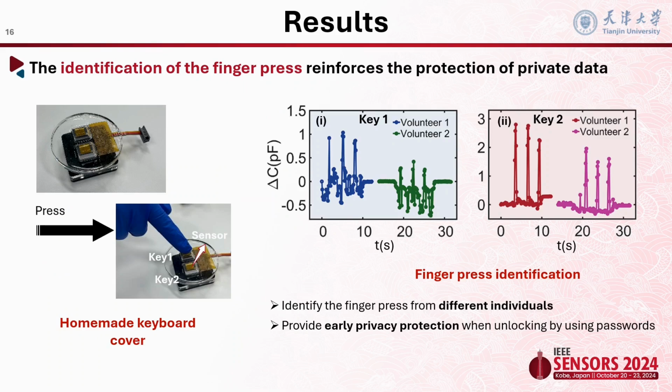Besides, we also fabricated a keyboard cover, integrated with our sensor to monitor finger pressing. In the experiments, 2 volunteers pressed the keys of the keyboard, and we recorded the corresponding capacitance change. According to the results, we found our sensor can perceive the differences of finger pressing from different individuals, which provides a chance for early privacy protection when we use passwords to unlock our computers.